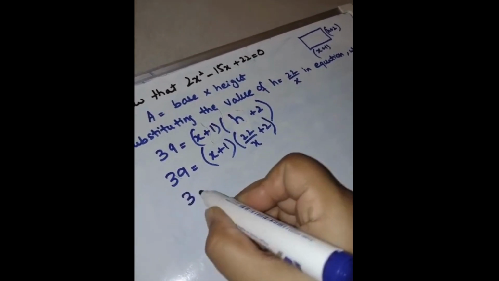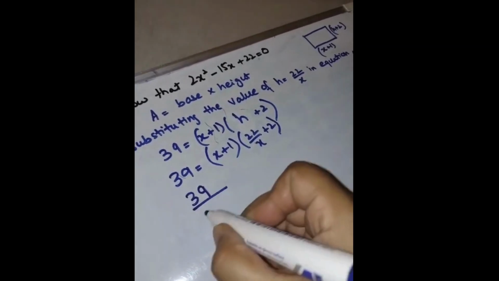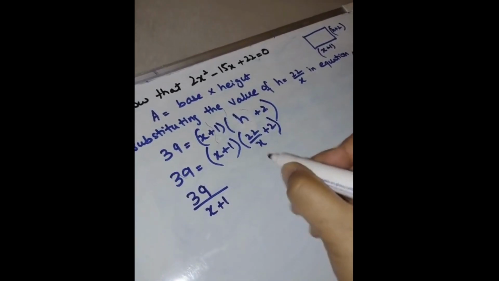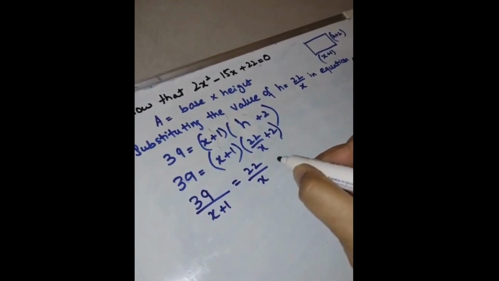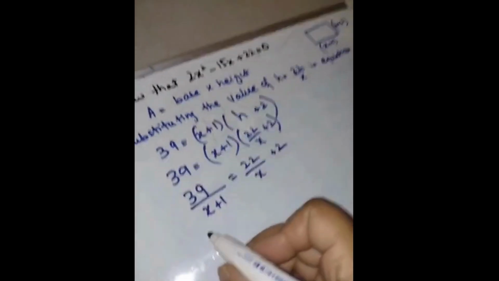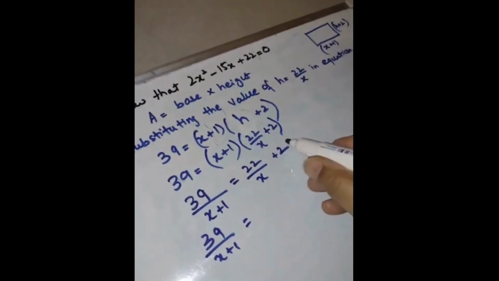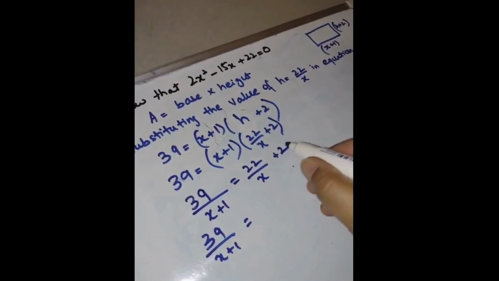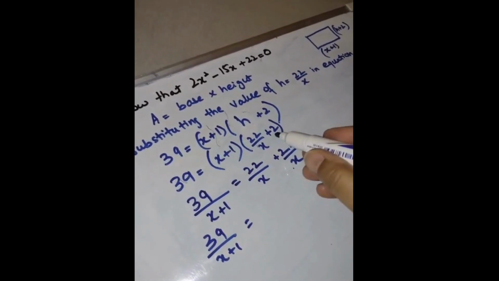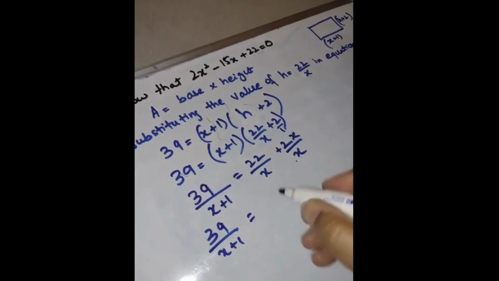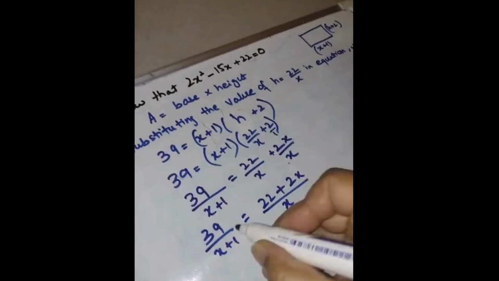So it will be 39 upon x plus 1 equals to 22 upon x plus 2. So we can write it as equals to, if we multiply x up and down here, the denominators will become same. So I'm going to multiply x in the top and in the denominator. So it will become 22 plus 2x upon x. Now we are going to cross multiply it.